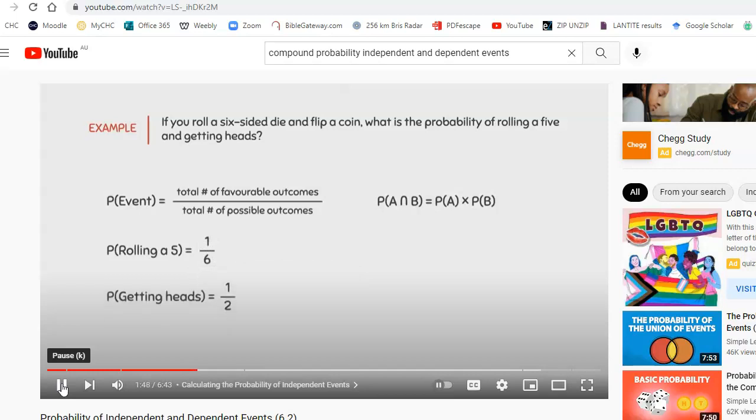For the second event, we know that the probability of getting heads is equal to 1 over 2, or 50%. And we know this because there is only one desired outcome, which is getting heads, and there are a total of 2 possible outcomes since the coin can land on either heads or tails. Now that we have the probabilities for each event, we can use the formula, and all we have to do is multiply them together. 1 over 6 times 1 over 2 gives us an answer of 1 over 12. As a result, the probability of rolling a 5 and getting heads is equal to 1 over 12, or 0.0833.